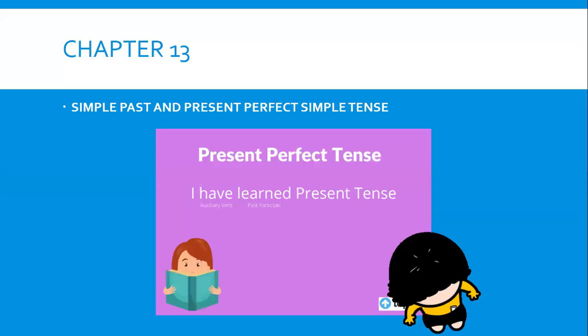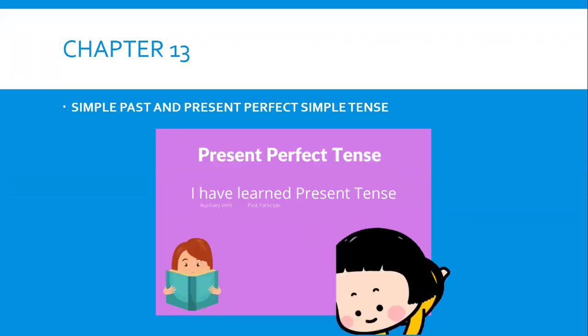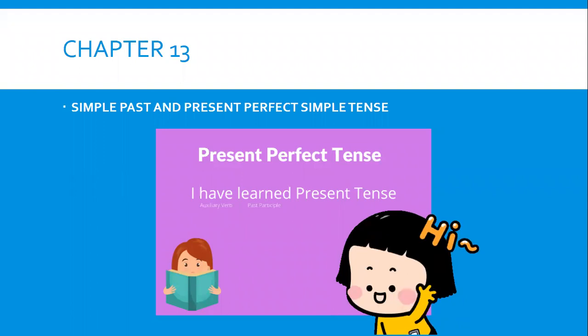Today we are going to continue with chapter number 13, Simple Past and Present Perfect Simple Tense. We have already understood simple present tense, simple past tense, present continuous tense and past continuous tense in the previous chapter. So today our new topic will be present perfect tense. Here is one example given: I have learned present perfect tense. So when you are using have, has, then it is your present perfect tense.